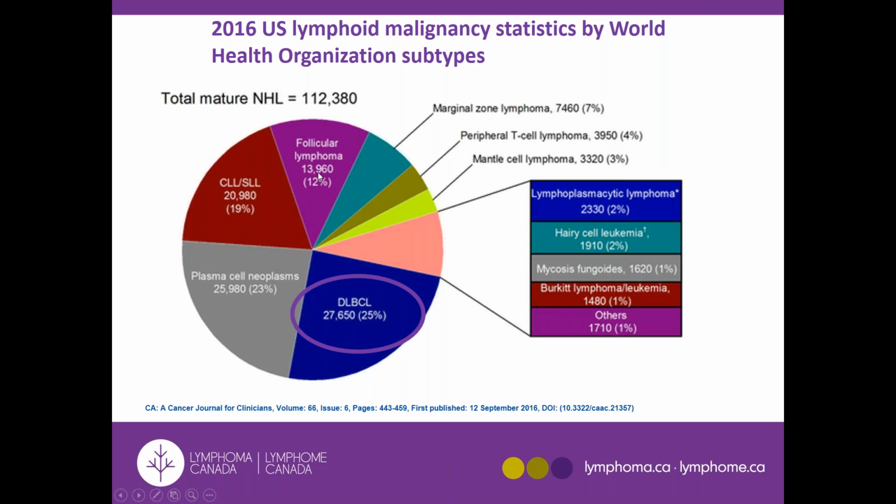Follicular lymphoma is about 12%. You can see chronic lymphocytic leukemia, or its designation when it's found in a lymph node, which is small lymphocytic lymphoma, is quite common as well, 20%. And then we can see some of the other subtypes are less than 10%, and some of them quite rare, such as some of the ones in this box here, like Burkitt lymphoma, about 1% of all lymphomas.